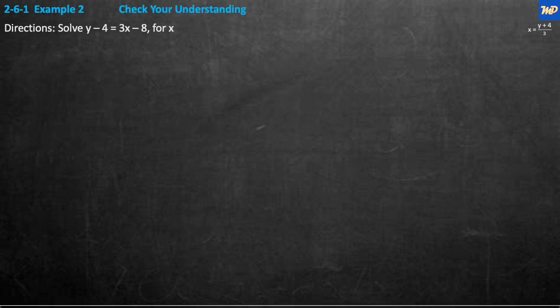Okay, example 2, check your understanding. As you know, I'd like you to stop the video and try this problem on your own. All it says is solve the problem y minus 4 is equal to 3 times x minus 8, and solve it for x. So when you're done, it's going to be x equals something, right? So why don't you go ahead and do that, and I'll wait for you. I'll pause and wait for you. When you get back, we'll work on it together, okay?